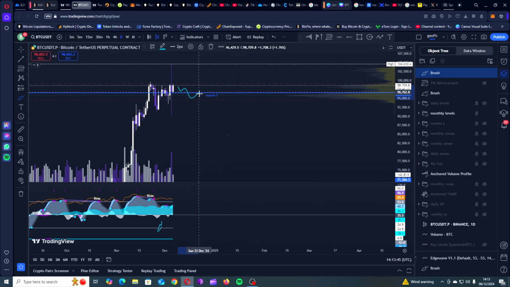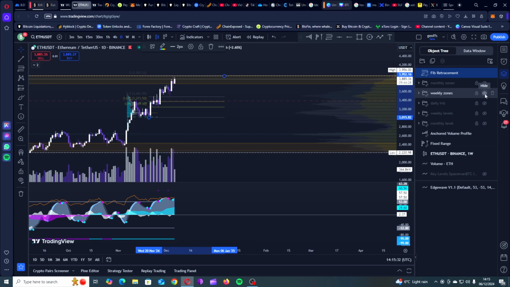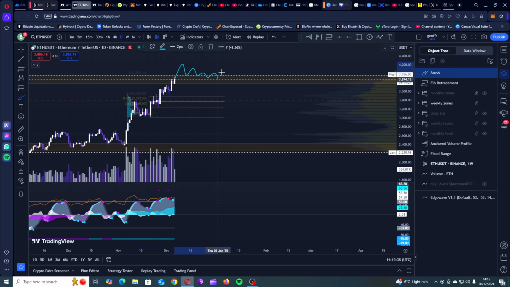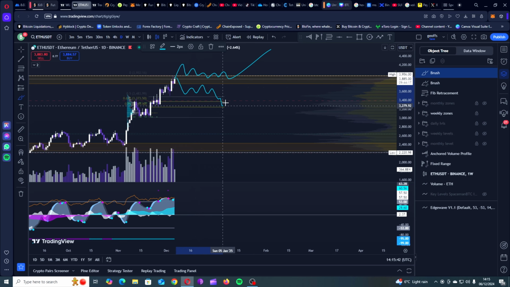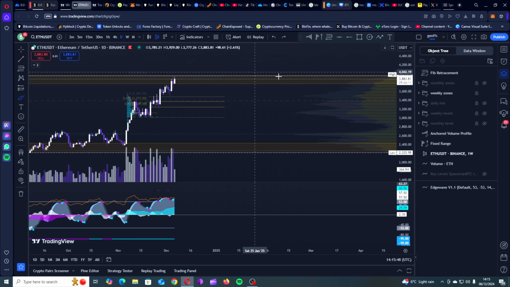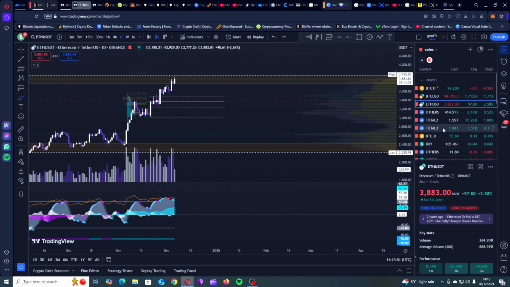If you use these levels, you don't need to panic and you can just take your longer term trades. Weekly zone, we're in that zone at the minute. We need to fire out of that zone fairly quick and then go. If we get a strong rejection into this zone, we could possibly be going into that level and then go. So that's Ethereum. Keep your eye on that.